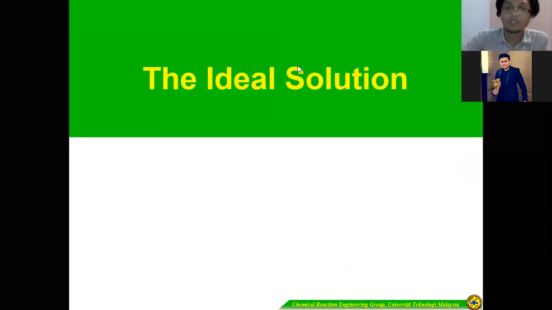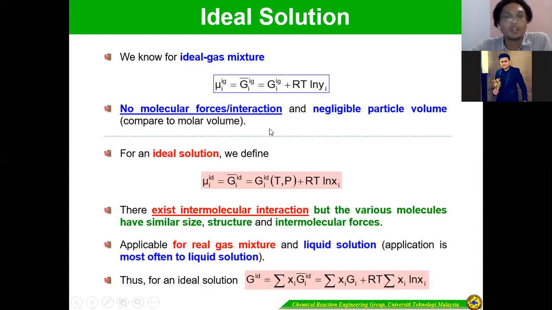Okay, what is the ideal solution? Previously there was the ideal gas, right? It's almost similar. Ideal solution is for the liquid. If you look here, we know that for the ideal gas mixture, the assumption is no molecular force or interaction, and negligible particle volume. So the chemical potential here is equal to G plus RT ln yi. The fraction is by using yi.